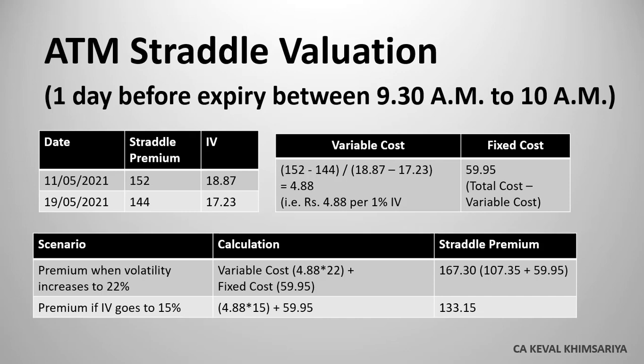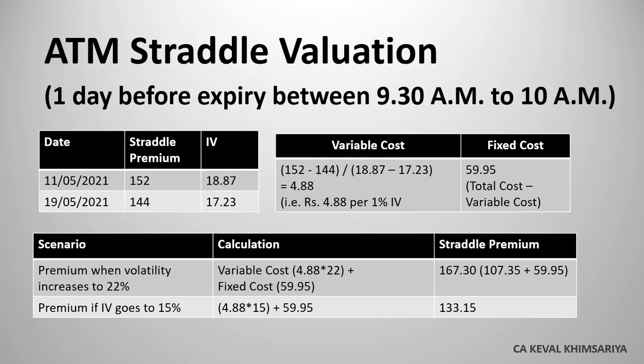We need to calculate the variable cost. So 4.88 into 22, because IV has now increased to 22%, plus fixed cost. Fixed cost will be fixed between this time. So variable cost plus fixed cost comes to 167.30. So as of now, the straddle is trading at 144 rupees.